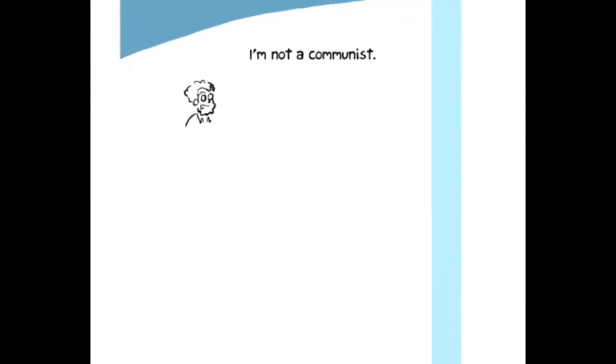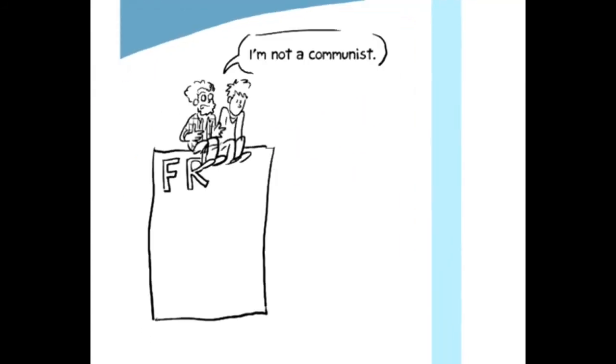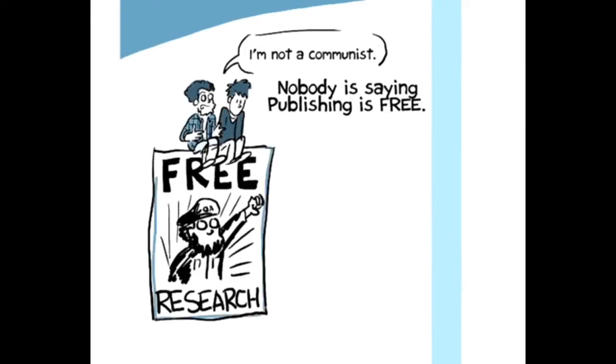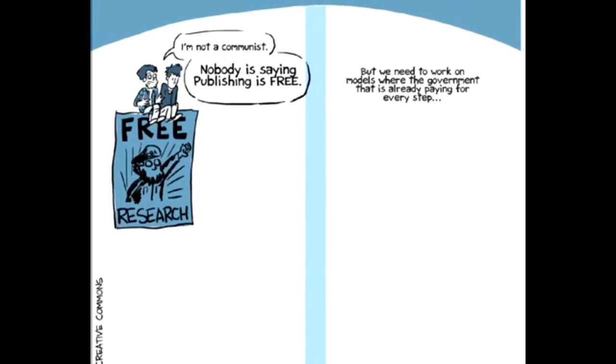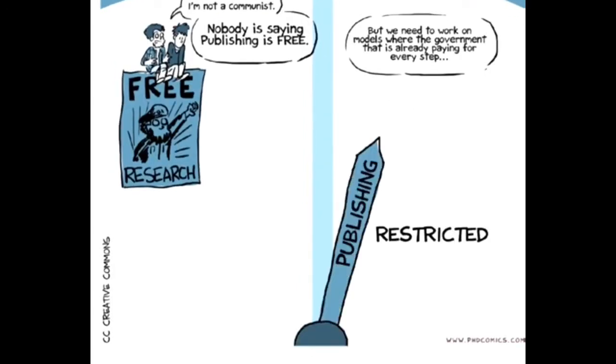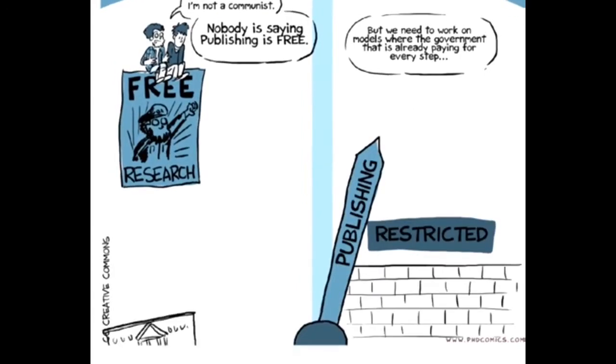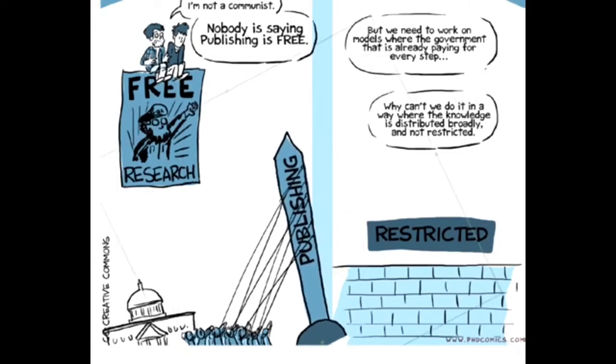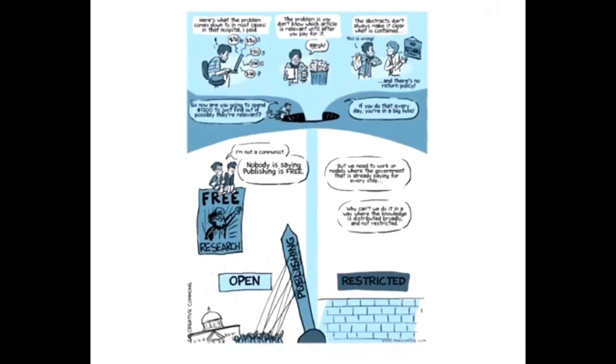I'm not some communist saying everything should be free and I don't believe in corporations. Nobody is saying that publishing is free. What people are saying is that we need to work on models where the government that is already paying for the research and is then paying for the subscriptions and is then paying for the indirect costs for the libraries. I mean, in the end, taxpayers and the government are paying for this. So why can't we do it in a way where the knowledge is distributed broadly as opposed to the knowledge is restricted? So there are two components of open access.